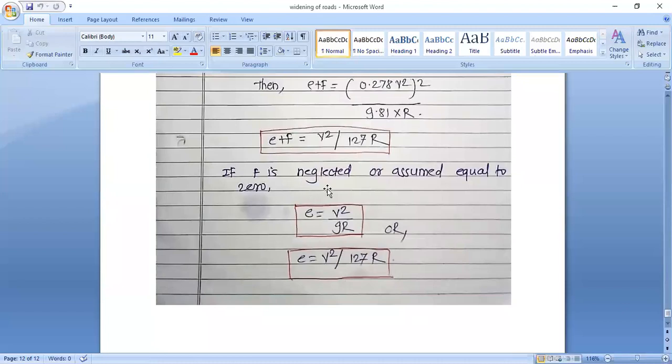Then in the second condition we neglect F, that is the coefficient of friction is equal to 0. Then the equation of super elevation becomes E is equal to V square upon G into R, or E is equal to V square upon 127 into R. These two equations are also important while solving the problems of super elevation. Hope you all get the derivation of super elevation. For better understanding, try to solve this derivation. Thank you.